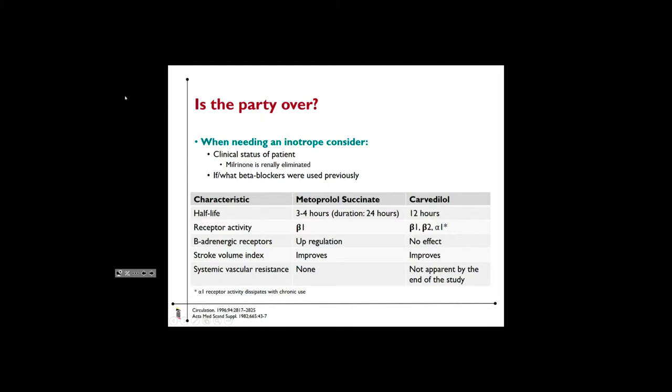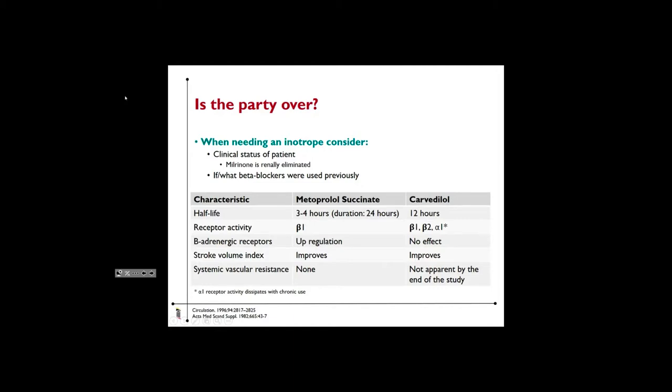One of the big things we know is that metoprolol tartrate has a half-life of 3 to 4 hours. However, the duration of effect of metoprolol succinate, which is the extended release, is 24 hours. And carvedilol has a 12-hour half-life, and that's usually why it's a twice-a-day drug. In terms of receptor activity, metoprolol is a beta-1 selective agent, and carvedilol is a beta-1, beta-2 agent. It does have some alpha-1 blockade as well initially. I have an asterisk here because over time, this alpha-1 receptor activity does dissipate with chronic use.